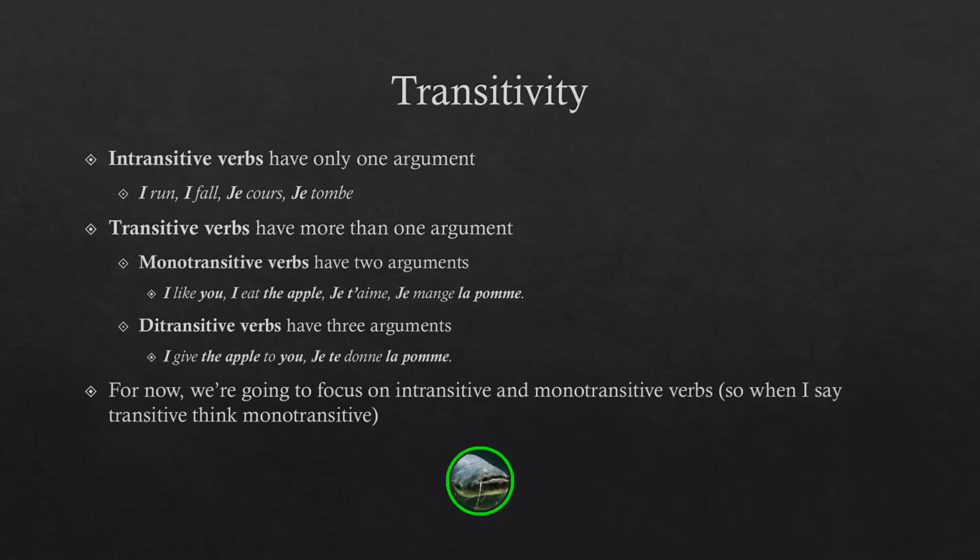And then ditransitive verbs have three arguments. So I give the apple to you. There's someone who's doing the action, something to be given, and someone who's receiving the gift. Same thing in French, je te donne la pomme.